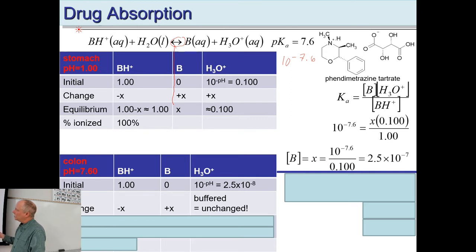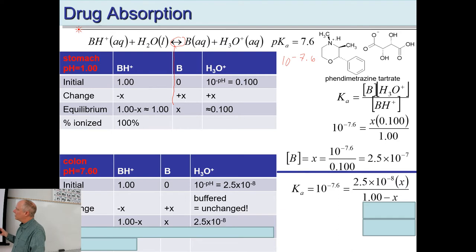The hydronium ion concentration, because we're at a pH of 7.6, is 2.5 times 10 to the minus 8, and that stays the same. And so here we have 1 minus x, and then x. We can't make the assumption that x is insignificant, because our system is buffered, and we're going to have quite a bit of x move over. So let's go ahead and set up our Ka equation using the acid concentration, the deprotonated base, and the protonated base.